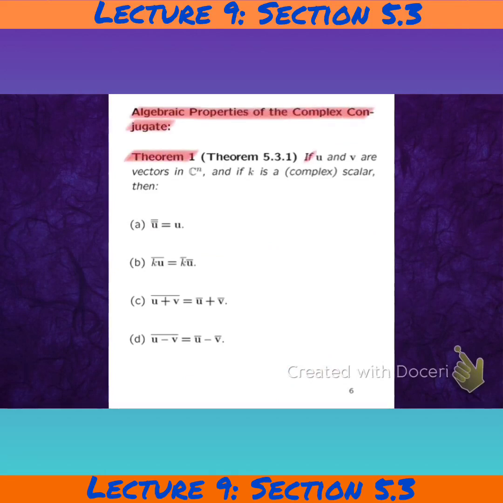Theorem 1: if u and v are vectors in Cn, and if k is a complex scalar, the conjugate of the conjugate of u is u. That's pretty obvious. If you change the sign and you change it again, it's going to be the original vector. The conjugate distributes over scalar multiples as well. The conjugate of a scalar multiple of u is the same as the conjugate of u with a scalar multiple, where the scalar in this case is the conjugate of k. That can also be easily verified.